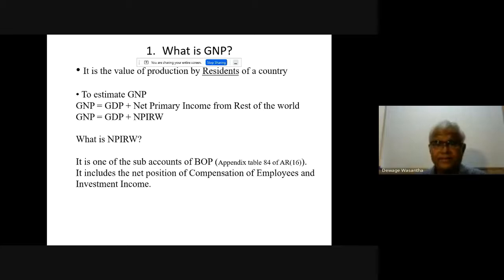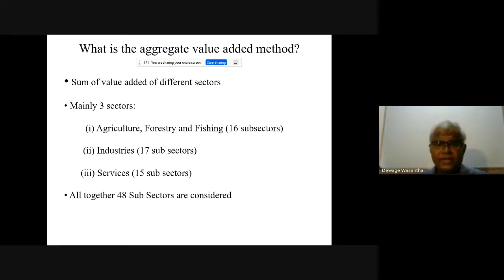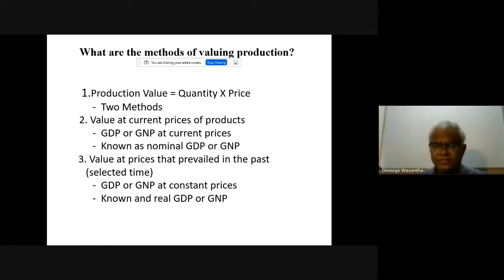GNP equals GDP plus net factor income from abroad, net primary income from the rest of the world. You can directly get that number from the balance of payment statistics in the annual report. Then we discussed GDP by sector. In the Sri Lankan case, there are about 48 subsectors. Value added is calculated for 48 subsectors.